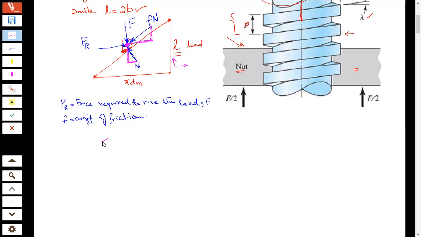So I can take the sum of the forces in the, I can call this x, and I can call this y. So the sum of forces in x direction should be equal to 0, and the sum of forces in y direction should be equal to 0, right? To balance each other. So what I can do is I can take these forces and write the equations for this scenario.